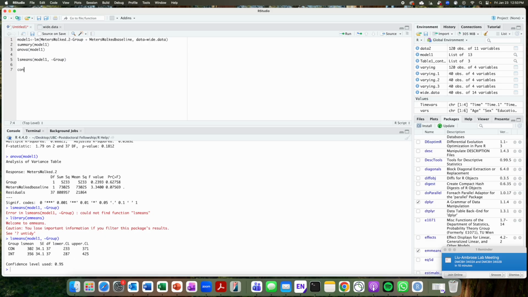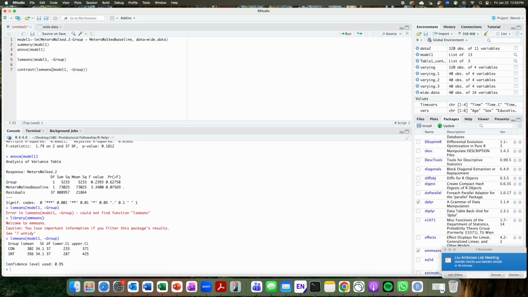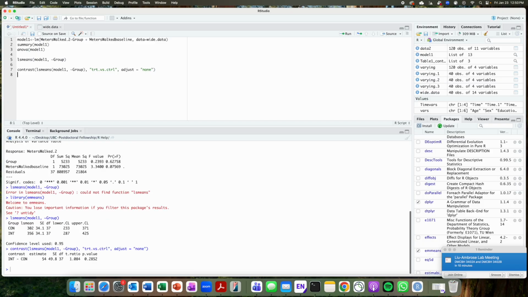Okay, and so if I wanted to contrast this just the way that I mentioned last time, we would again do the same sort of procedure. Looking at LS means, we're going to run that contrast statement that we talked about. Then I'm going to look at TRT versus CTRL, which is the call for looking at treatment versus control. And then we're not going to add any additional adjustment for multiple comparisons. And here we can see that there's a 54 meter difference, which makes sense.